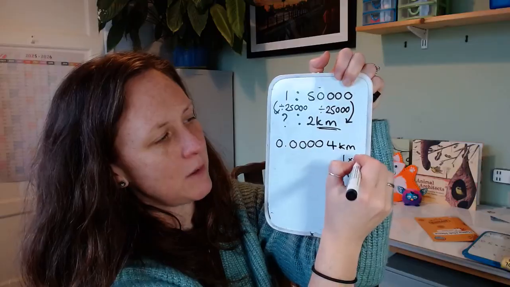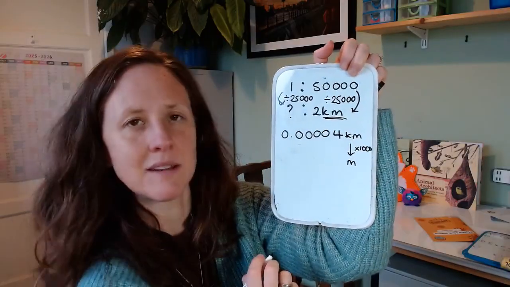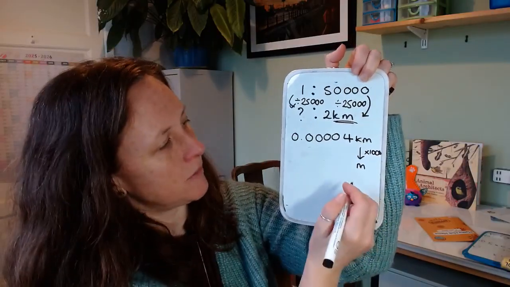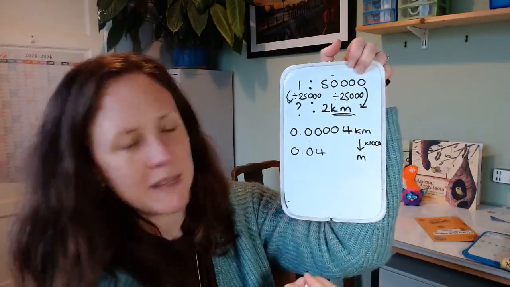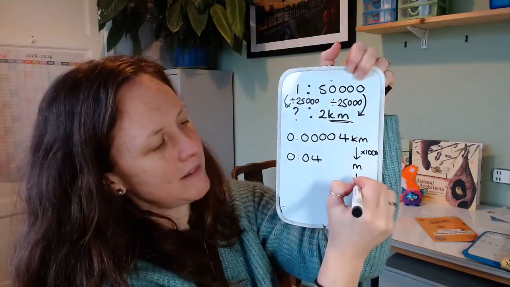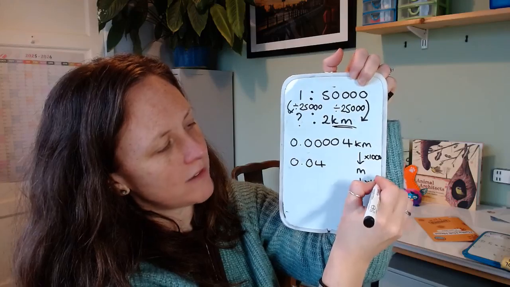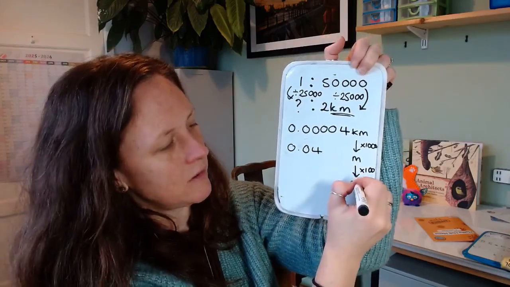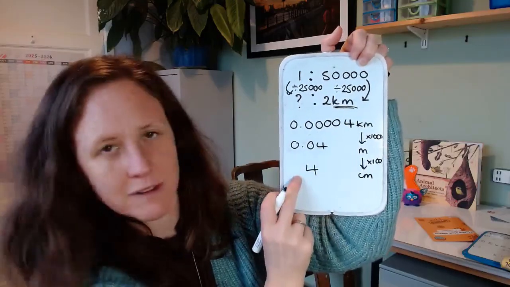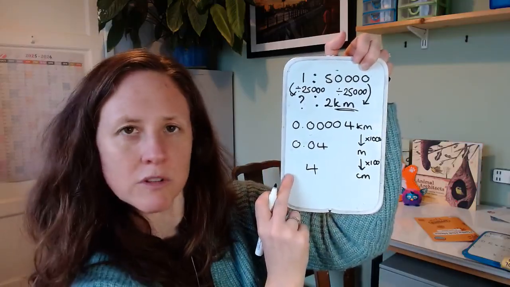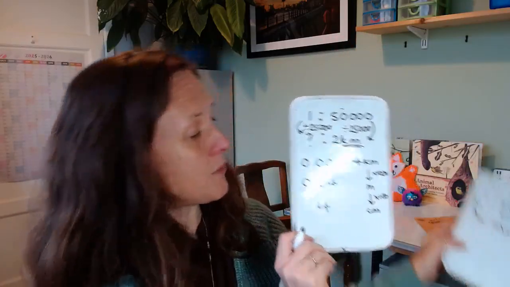I know there's 1,000 metres in a kilometre, so I'd times that by 1,000, and that's going to give me 0.04 metres. And then to go from metres to centimetres, there's 100 centimetres in a metre. So to go to centimetres, I'd multiply by 100, and I get 4 centimetres when I multiply this by 100. So either of those works absolutely fine.